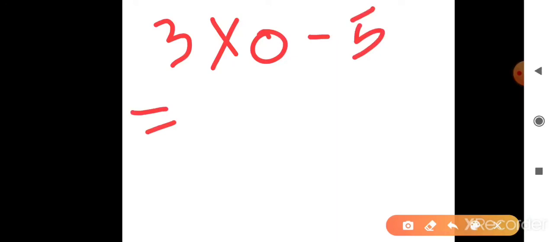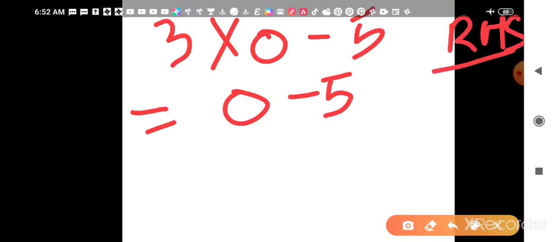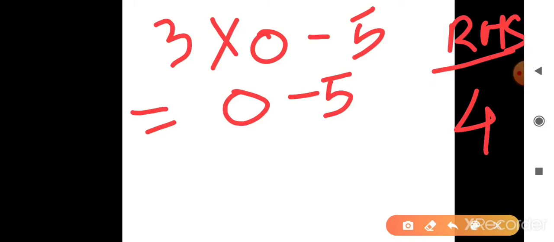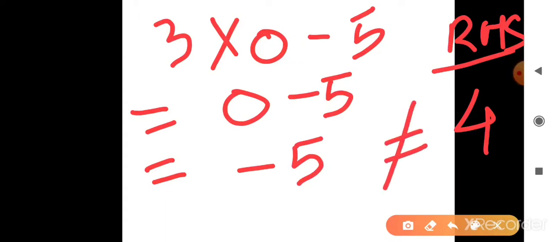So 3 into 0 gives us 0, minus 5. Now, if you remember, our right hand side has a value of 4. The value that we got after solving the left hand side is minus 5, which is not equal to 4, the right hand side. Therefore the value of s is not going to be 0. So our first trial is complete, and we didn't get the value. We have to proceed with another number.